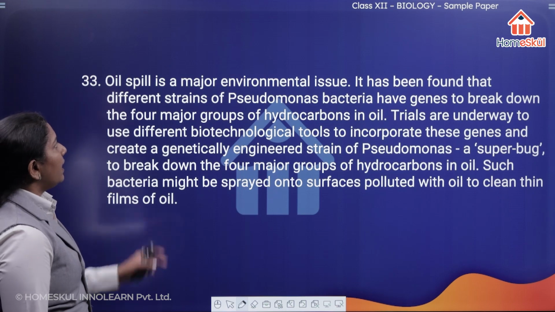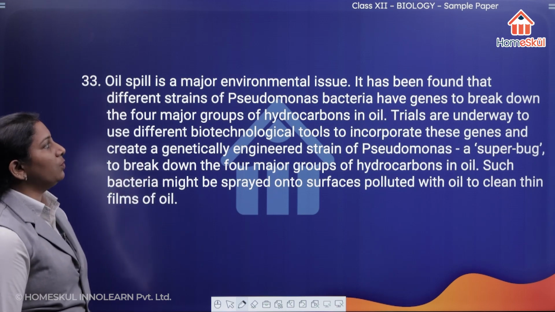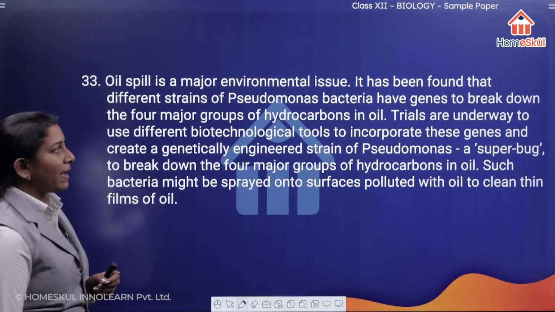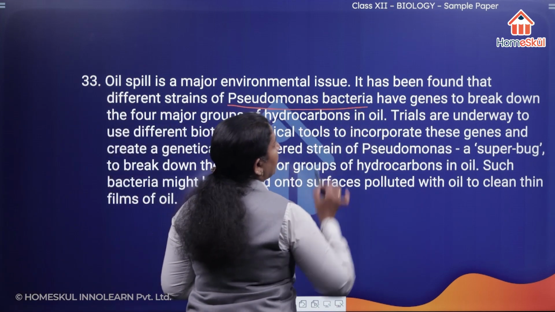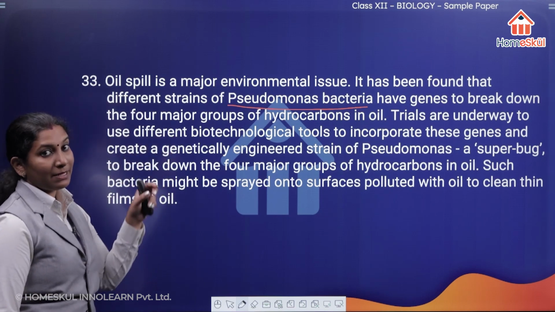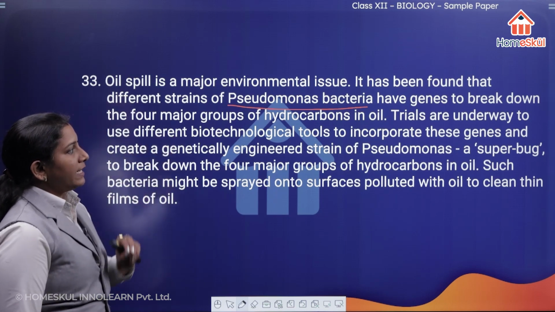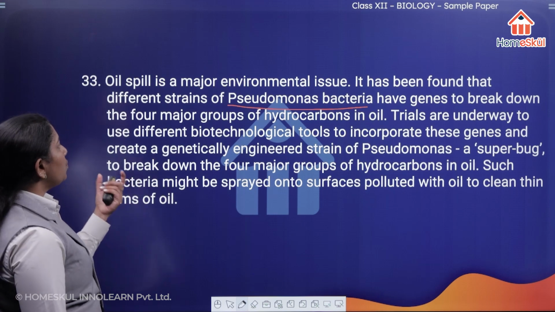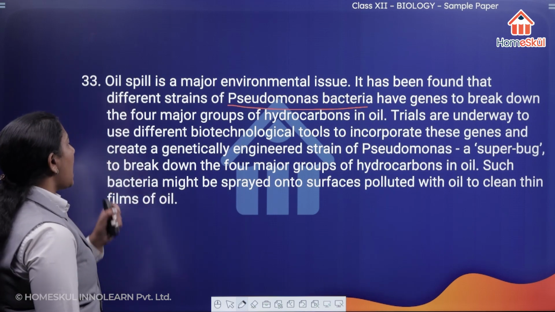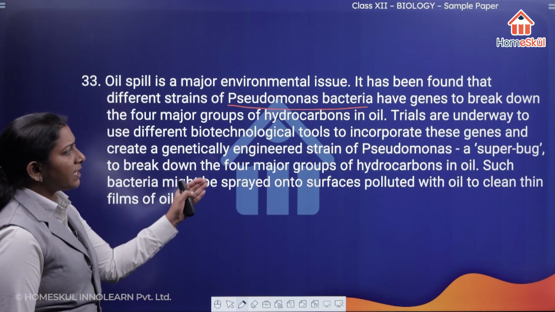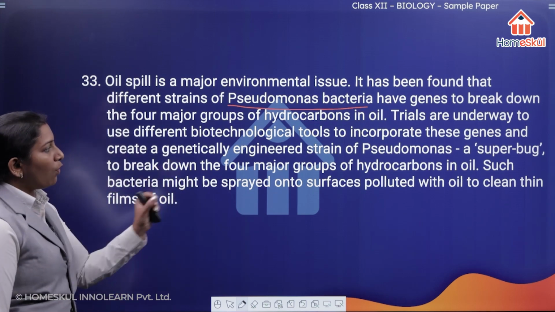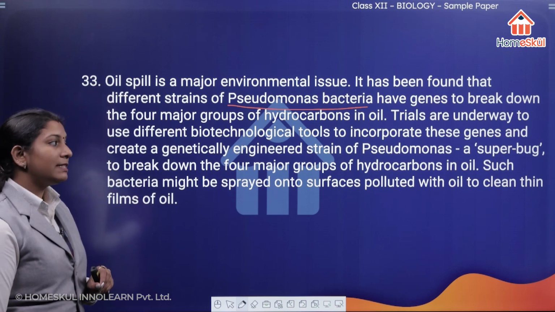Oil spill is a major environmental issue. It has been found that different strains of Pseudomonas bacteria have genes to break down the 4 major groups of hydrocarbons in the oil. Trials are underway to use different biotechnological tools to incorporate these genes and create a genetically engineered strain of Pseudomonas, a superbug, to break down the 4 major groups of hydrocarbons in oil.